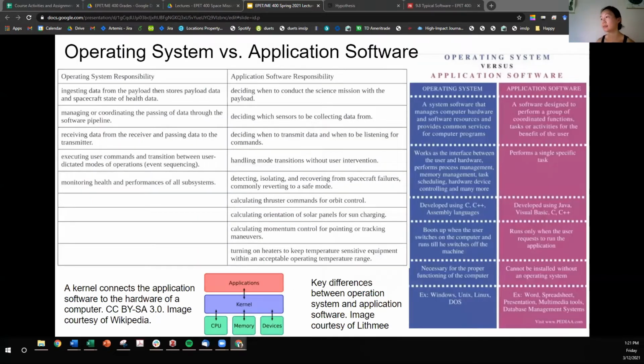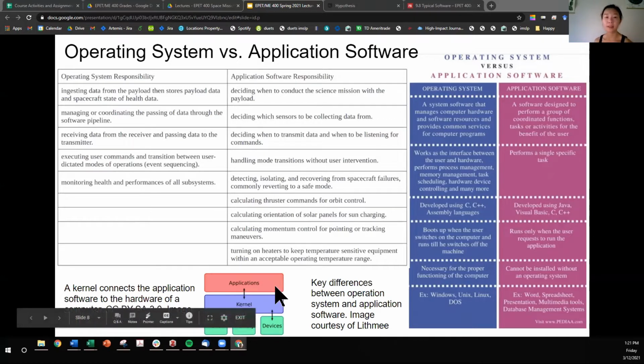Now let's dig a little bit further. So we are talking about the operating system, but we also need to talk about the application software, the application layer. The components of an operating system include a kernel, networking, security, and a user interface. With the aid of firmware and device drivers, the kernel provides the most basic level of control over all of the computer hardware devices.